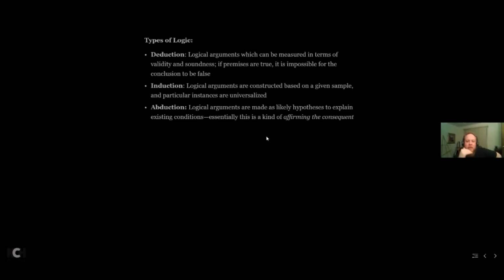That's inductive logic. So abduction is where arguments are made as likely hypotheses to explain existing conditions. Okay, so what we do in abduction is we look at a situation and we think to ourselves, what made this happen? Now, like induction, it's possible for us to be wrong or mistaken much more easily than, say, in deduction. We might be right, but we might be wrong. So instead of probability with induction, we get necessity or certainty with deduction. We get probability with induction, and then we get likelihood of possibility with abduction.